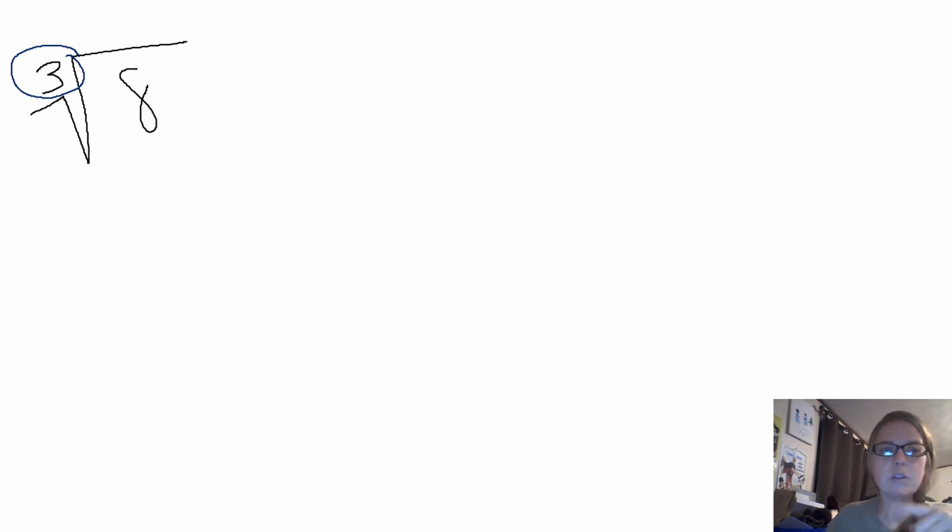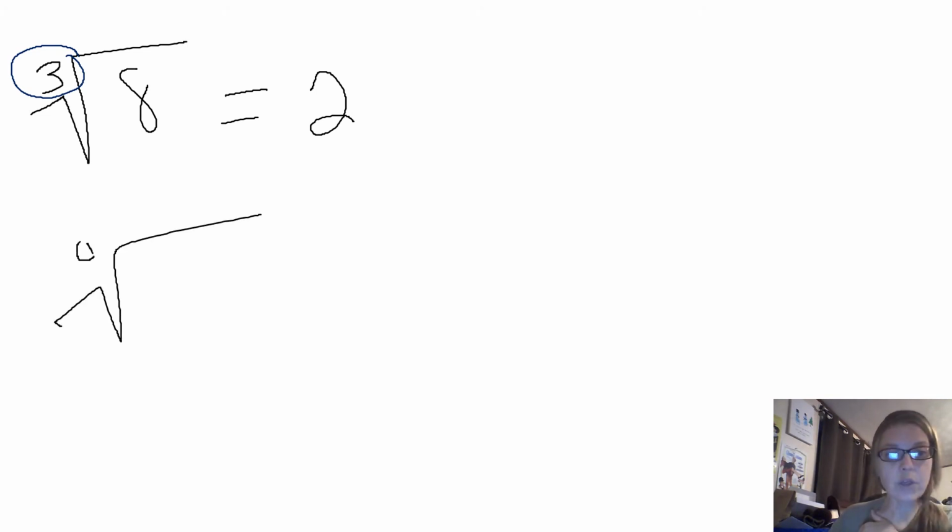So this one is the cube root of 8. So what times what times what, or what cubed, is 8? And the answer is 2. 2 times 2 is 4 times 2 is 8. So that index just tells you how many of the number that you need. Okay. Example 5 is the 4th root of 81. So what times what times what times what is 81, and the answer is 3.